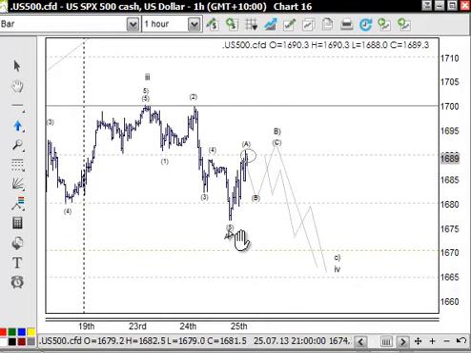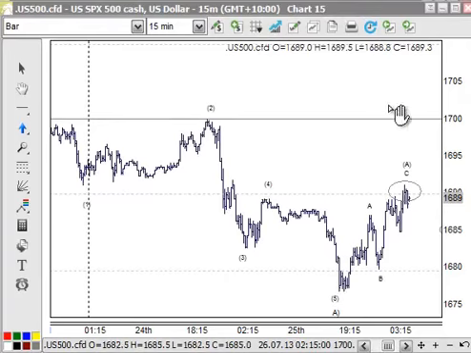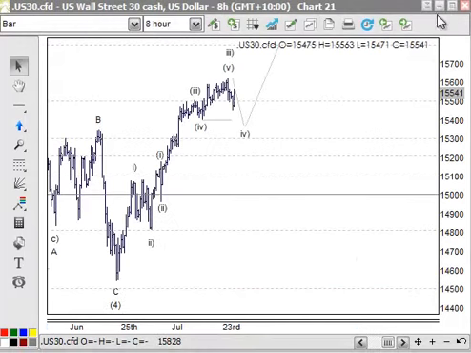The A wave can have 3 waves in it or 5 waves in it. A B wave is always in 3 and a C wave is always in 5, unless it's in a triangle, but we don't have a triangle here. So yeah, let's just look at the Dow Jones for a moment. We're still in the S&P here.